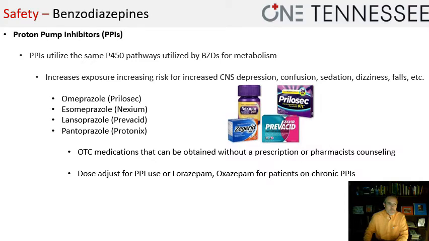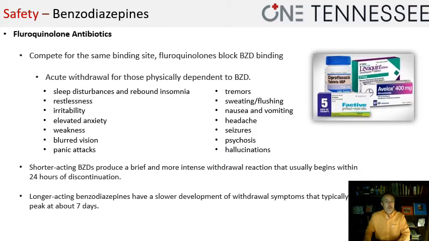There's also an interaction involving fluoroquinolone antibiotics, which are frequently used to treat respiratory tract infections. The problem here is that the fluoroquinolone antibiotics compete for the same binding sites as benzodiazepines, blocking the benzodiazepines from binding. That can cause acute withdrawal for those who are physically dependent on those benzodiazepines, and that can include sleep disturbances, irritability, nausea, vomiting, headaches, seizures, a lot of physical manifestations of withdrawal.